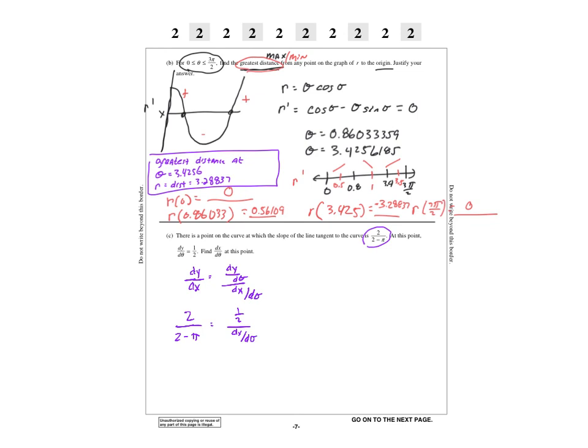So then if we cross multiply and solve here, then I would have dx d theta multiplied by 2 is equal to 1/2 times (2 minus pi). So then dx d theta is equal to 1/4 times (2 minus pi). All right, that is the last portion of this packet, and we'll see you on the next one.